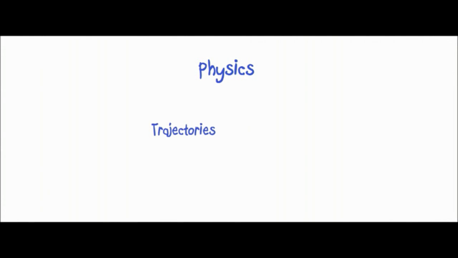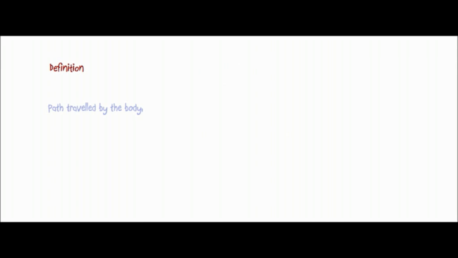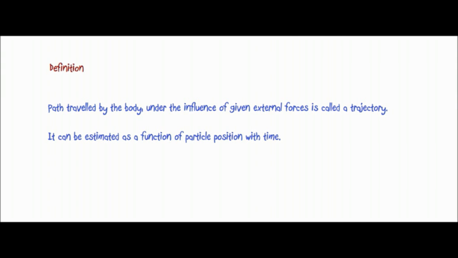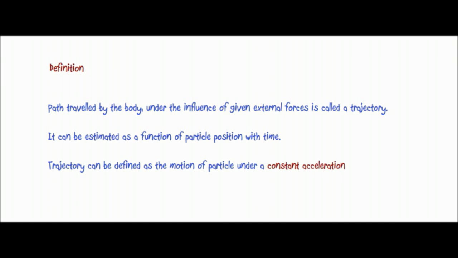Now let us observe trajectories in kinematics. A trajectory can be defined as the path traveled by a body under the influence of an external force. It can be estimated as a function of particle position with time, and trajectory can also be defined as the motion of a particle under constant acceleration.